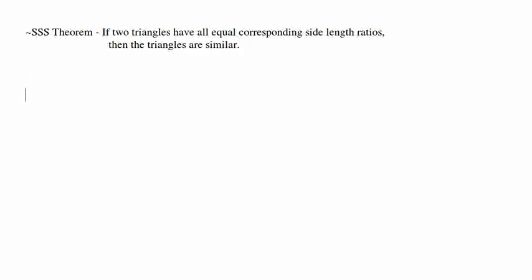Remember that two polygons are similar if they have all equal corresponding side length ratios and they have all congruent corresponding angles. All right? So apparently the SSS theorem is telling us, at least for triangles, that we only have to establish part of the requirements, right? If we have all equal corresponding side length ratios, apparently we can assume that we also have all congruent corresponding angles. Okay?